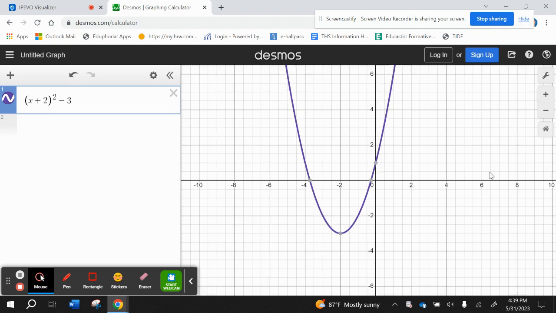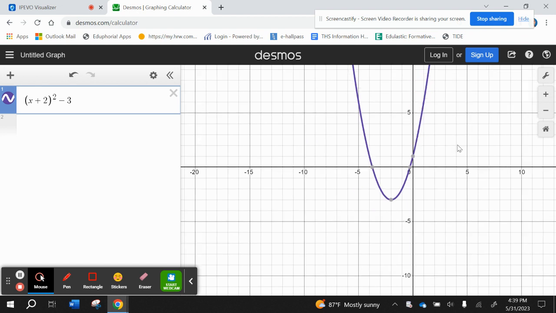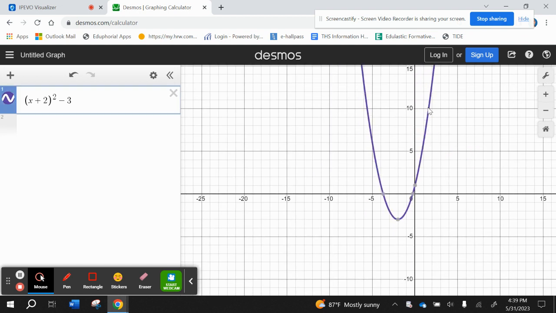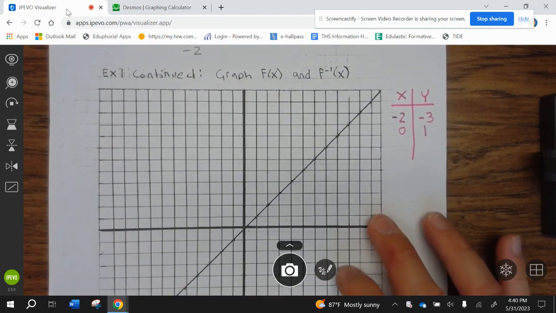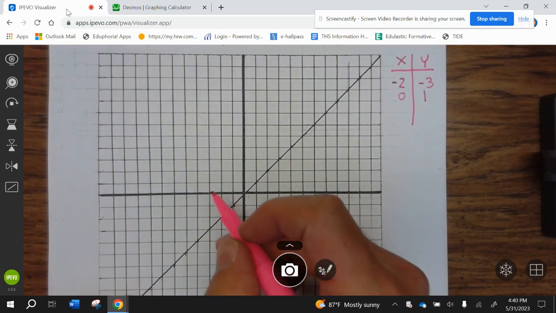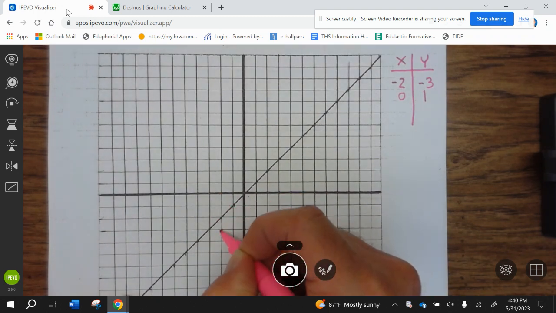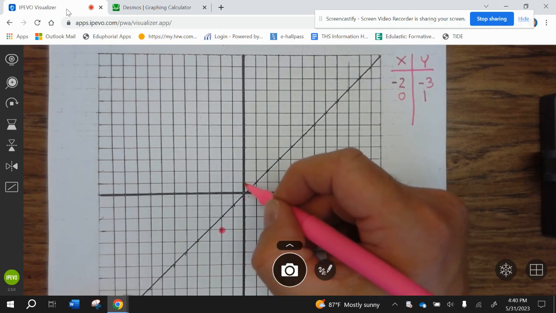And let's see if I can zoom out a little bit more, see if there's a point that will pop up. We can usually click on the line and a point will show up. But looks like those are the 2 main points that we can use. So let's go ahead and do those. Okay, so -2, -3, and then 0, 1.